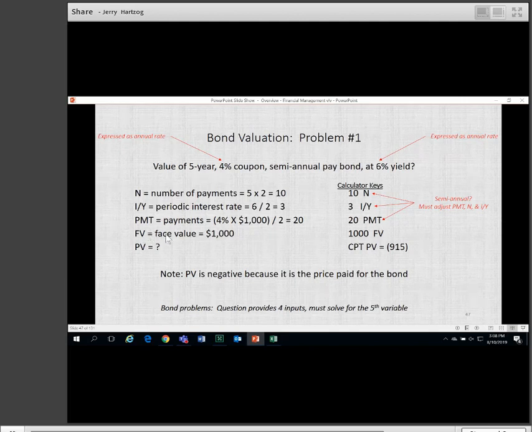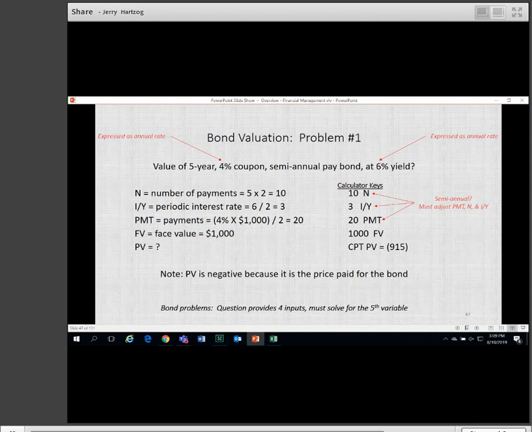Next, face value. You'll notice face value is not given in this question. Anytime the face value is not given in a question, assume it's $1,000. So 1,000 is face value. And what's left over? PV, price. We don't know what it is. We've got to solve for it. We hit the CPT button, then PV, and we'll get a price of $915.